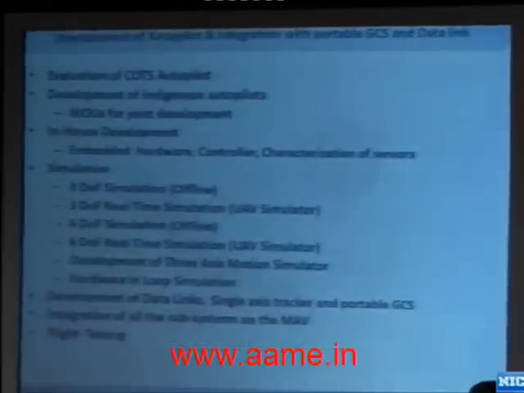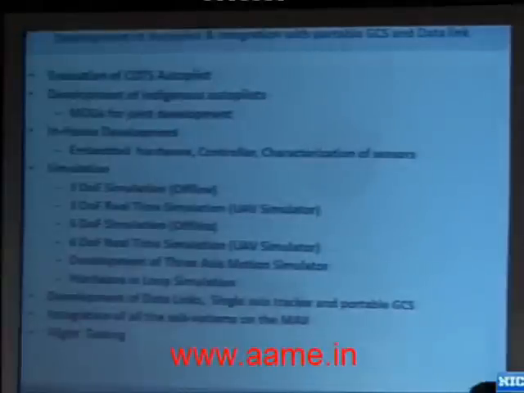Now coming to the autopilot development, as I said, we evaluated many of the quad autopilots available. We did have many flights using these commercially available autopilots, and we also developed indigenous autopilots with local vendors. We also have an in-house development where we use an embedded system controller-based autopilot. I'll show you in a couple of slides the autopilots which we have developed in-house.